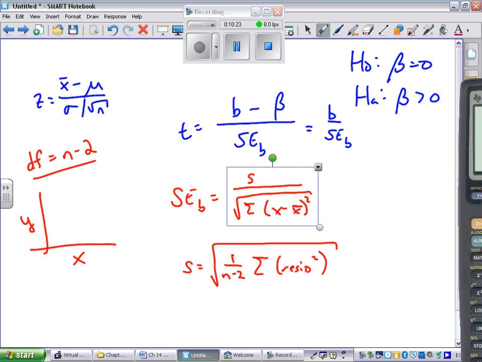This is a different S. I know they're all over the place. It's unbelievable. But this is a different S, and it's basically telling me how far the points are from the line. This is a two-dimensional standard deviation.